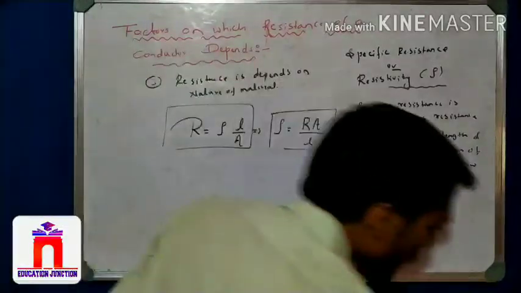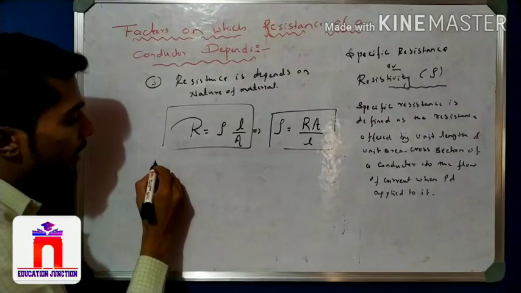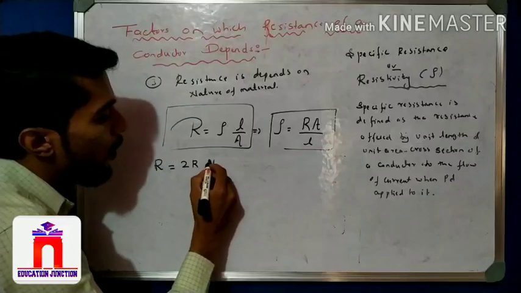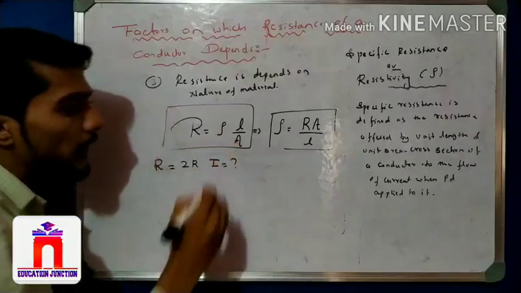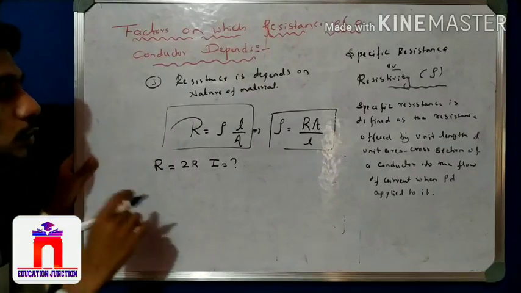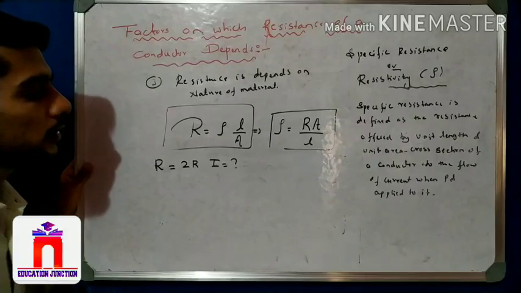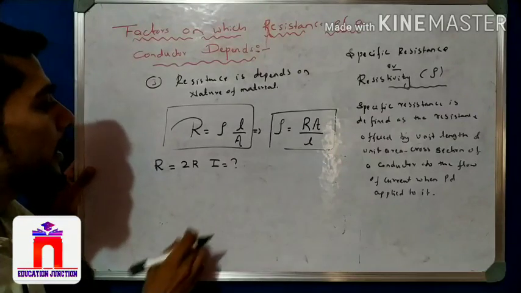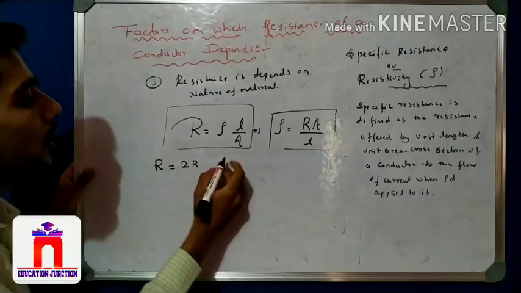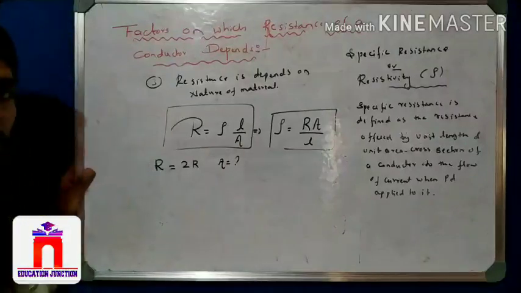Now I will take some more points. Suppose I make the resistance double, that is 2R. So what about the current? That is my question. If I make the resistance 2R, what about the current, students? Sorry, not current, area. If I take resistance R, what about the area?